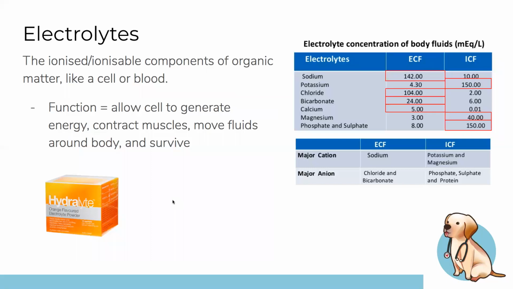So electrolytes. The main thing you need to know about electrolytes is whether they're higher inside the cell or outside the cell. Inside the cell, potassium, magnesium, phosphate, and sulfate are higher. They're the red ones over here. Outside the cell, sodium, chloride, bicarbonate, and calcium are higher. The main ones to remember are sodium, chloride and calcium outside, and potassium inside.